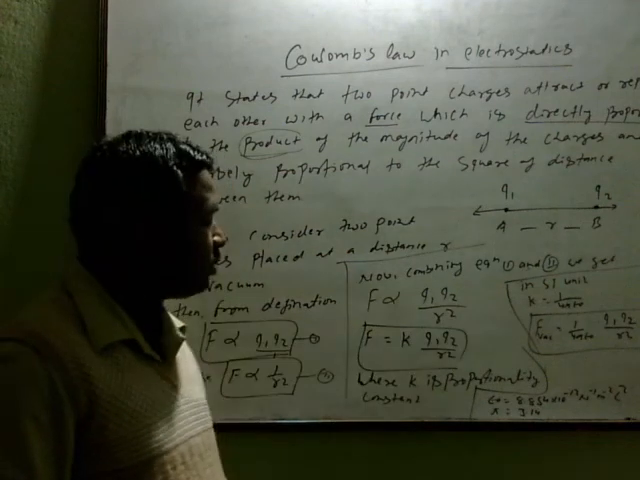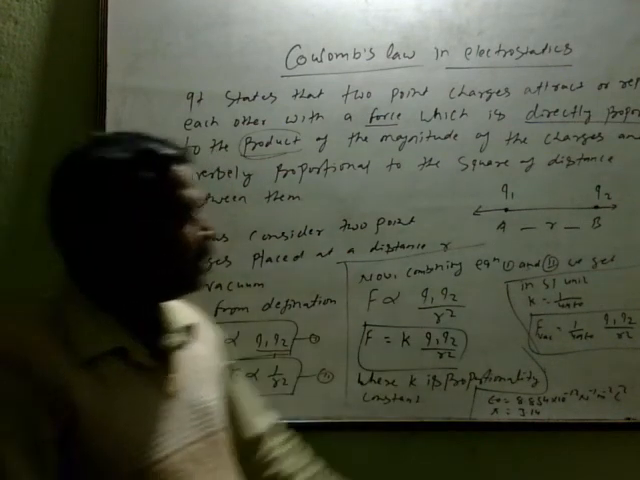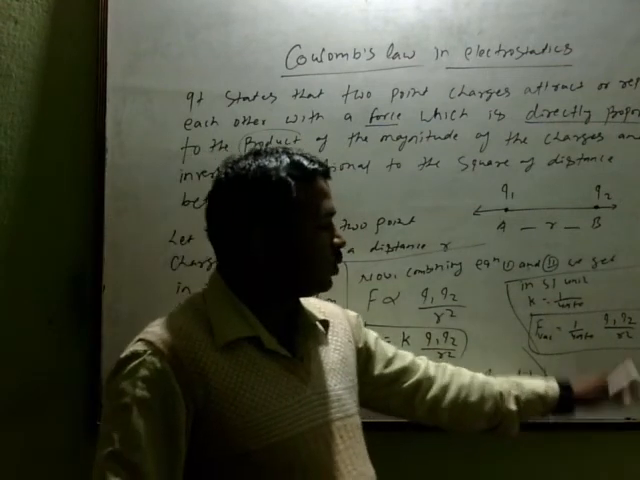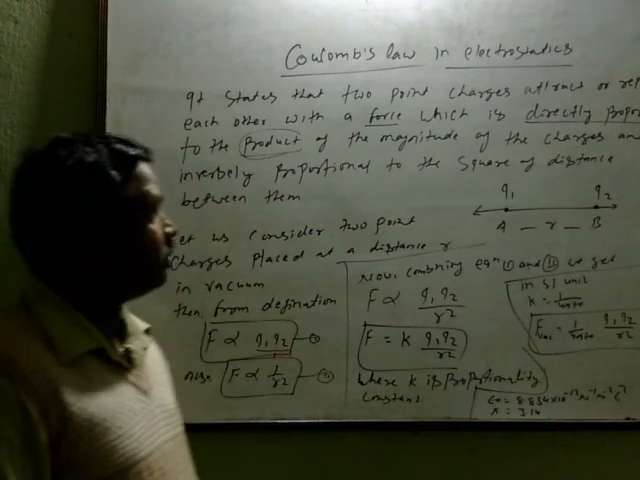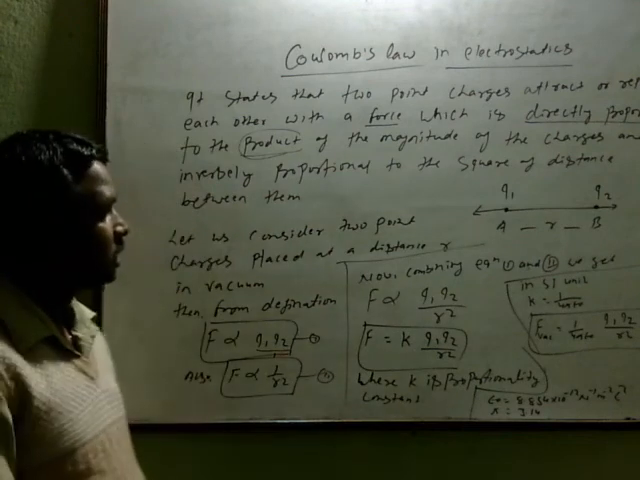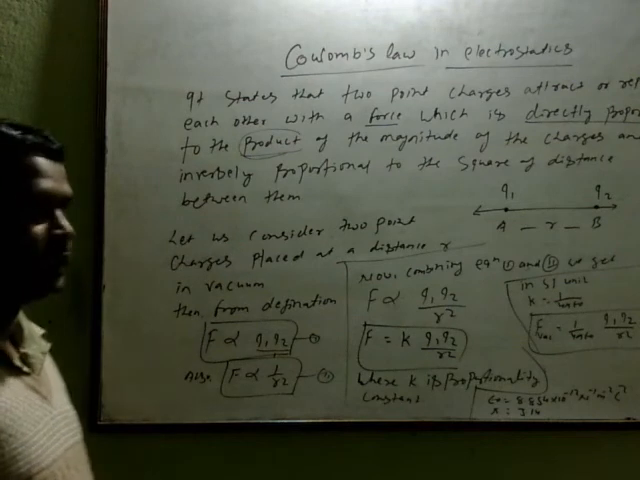What is the value of epsilon naught? 8.854 into 10 to the power minus 12 per Newton per meter square, Coulomb square, and the value of pi is equal to 3.14. Okay, so I think that you should write these, or you can also capture. Is it correct?